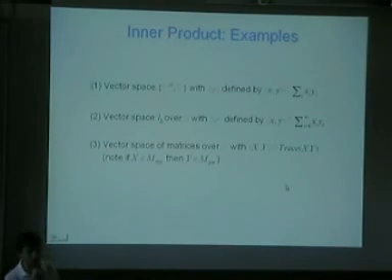Finally, vector spaces of matrices over the reals, or the complex numbers. Now I define an inner product just as a map to a number, so I can take the trace of the product of these things. Okay? It doesn't have to be a square matrix. You just have to make sure that it makes sense.